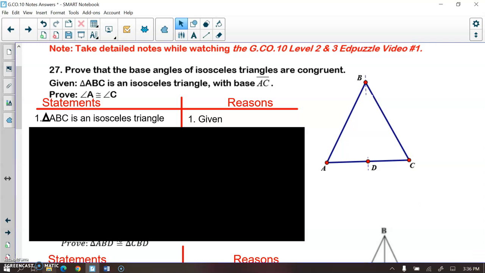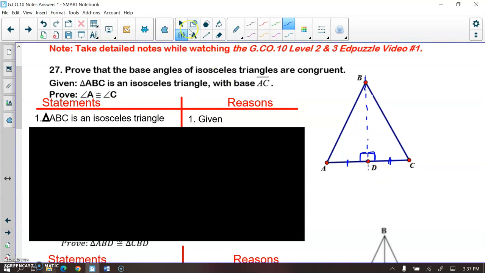In order to do this proof, we need to draw an auxiliary line in. I'm going to create auxiliary line BD. So it is the perpendicular bisector of segment AC. That means it would be perpendicular to segment AC, but it would also cut AC in half.